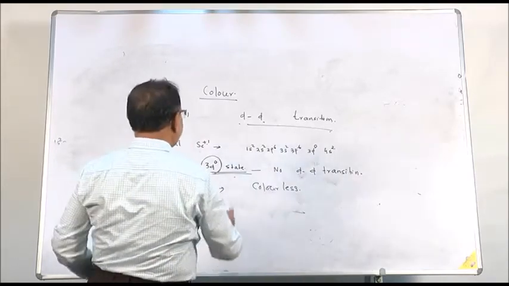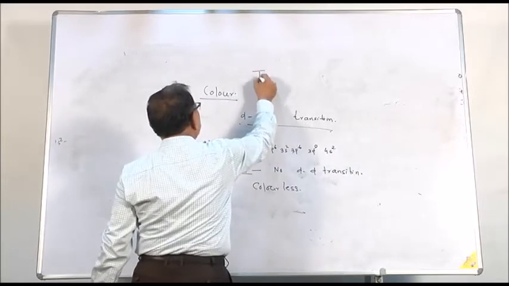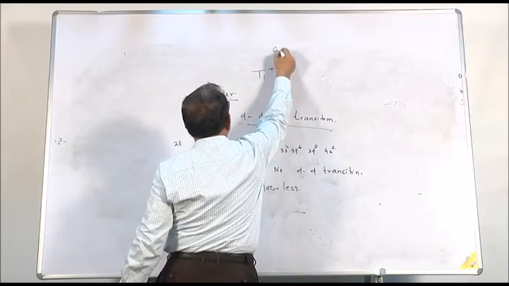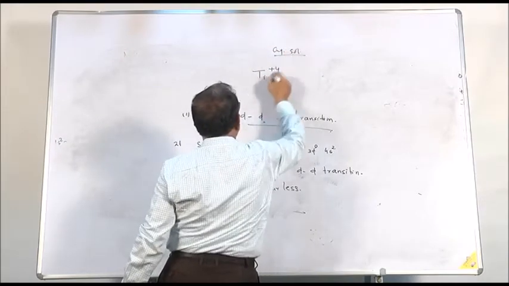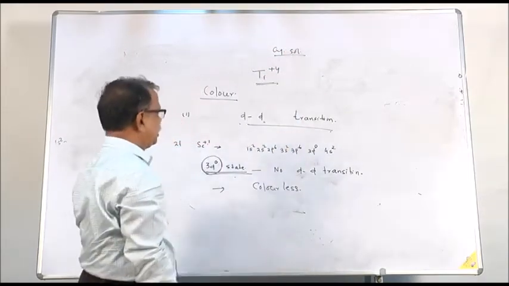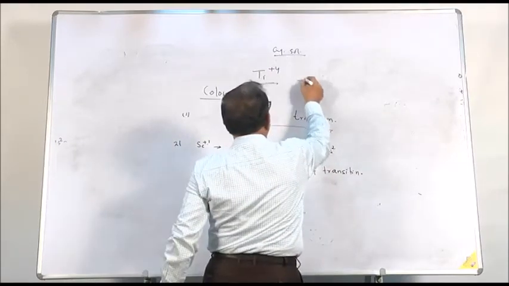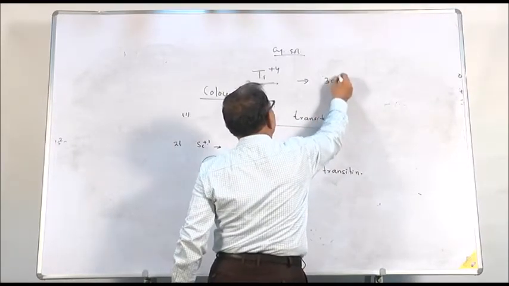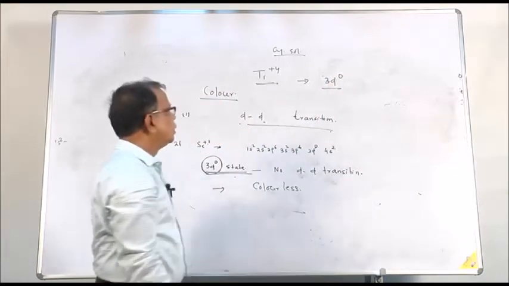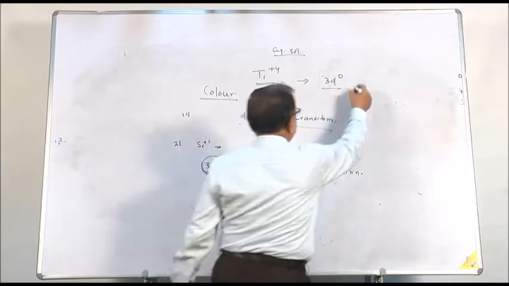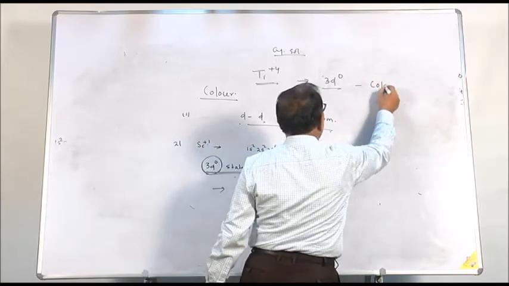Titanium plus 4: suppose the question is whether titanium plus 4 compounds in aqueous solution are colored or colorless. The configuration of titanium plus 4 is 3d0. Since it is 3d0, there is no d-d transition, so it is colorless.